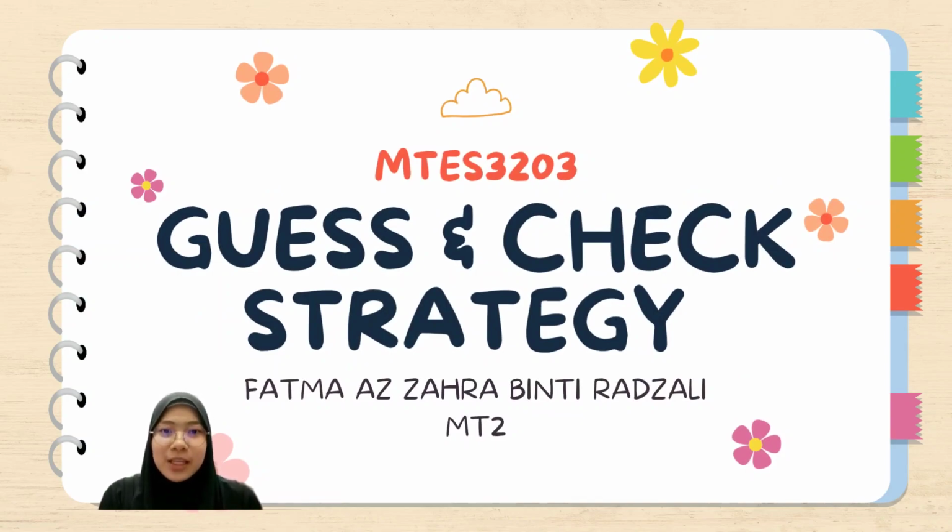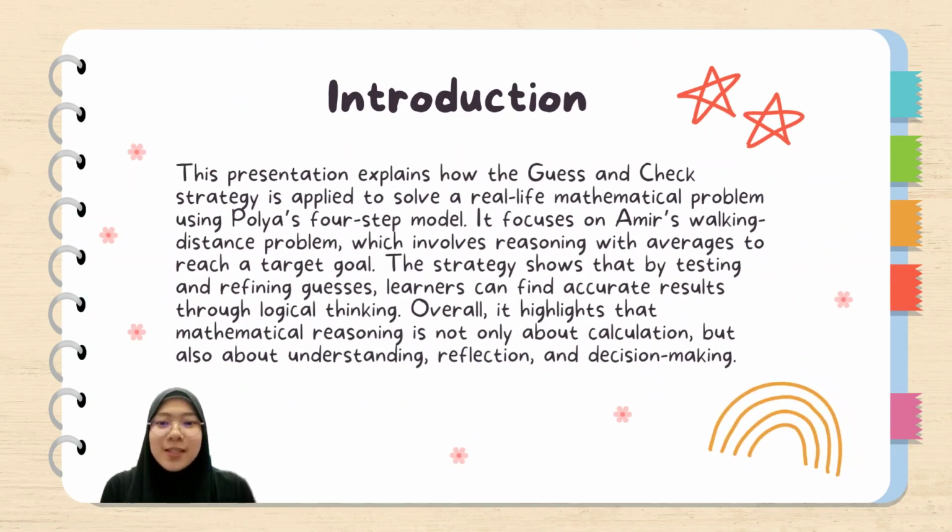Today I will present my individual task which focuses on applying the guess and check strategy using Polya's four-step problem solving model. This presentation explains how the guess and check strategy is applied to solve a real-life mathematical problem using Polya's four-step model. It focuses on Amir's walking distance problem, which involves reasoning with averages to reach a specific target goal. The strategy demonstrates that by testing and refining guesses, learners can arrive at accurate results through logical and systematic thinking.